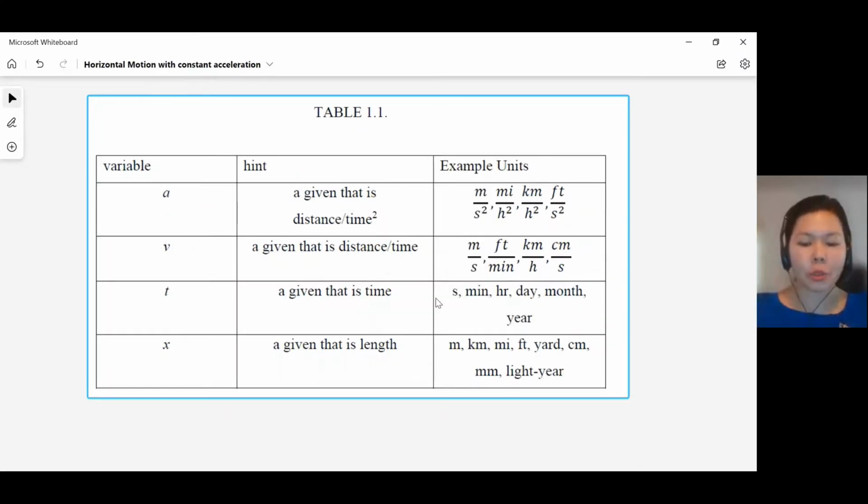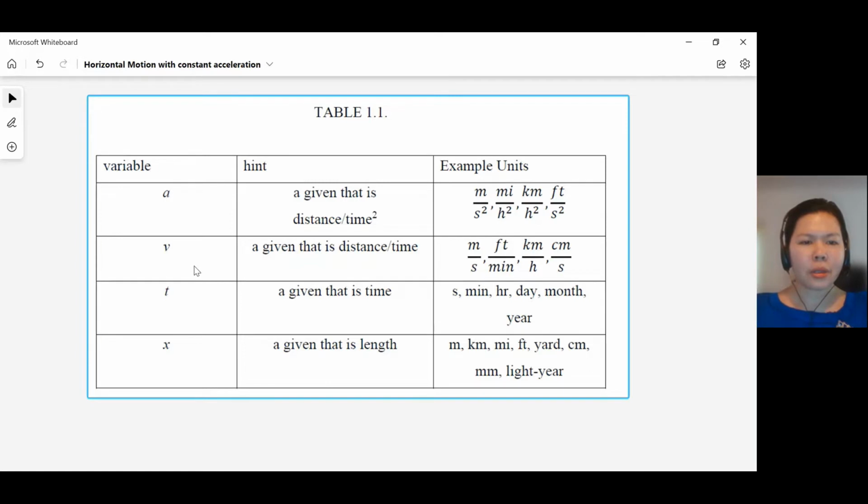The first challenge in problem solving is to identify the correct given. Here in Table 1.1, we have a list of some tips to determine the correct given. For variable acceleration, the hint is that it is a given that is distance over time squared. Example units are meter per second squared, miles per hour squared, kilometer per hour squared, or feet per second squared. Anything as long as it's distance over time squared. That's for acceleration.